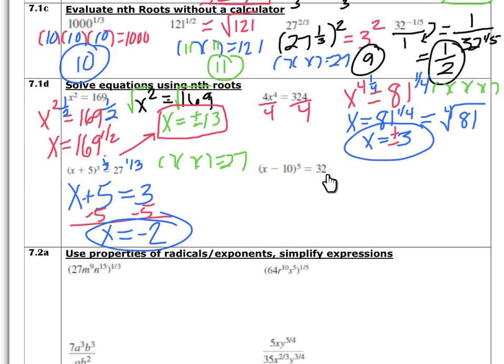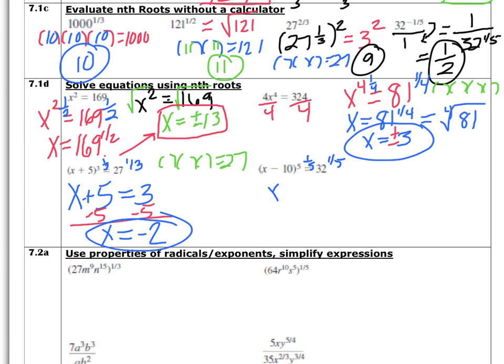The next one here is similar. We have x minus 10 to the 5th power equals 32. To get x by itself, we have to move the minus 10 and the 5 exponent. Work your way toward the x variable. The 5 is the furthest out, so come on in and get rid of the little 5 by doing the 5th root.